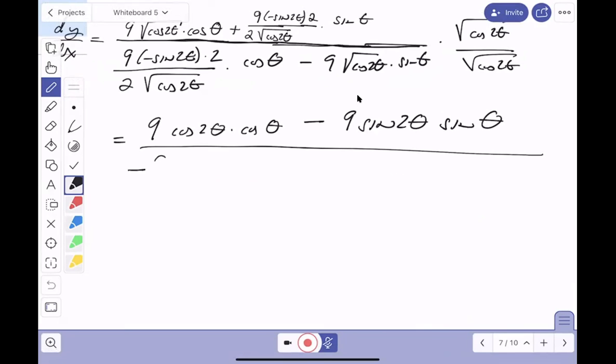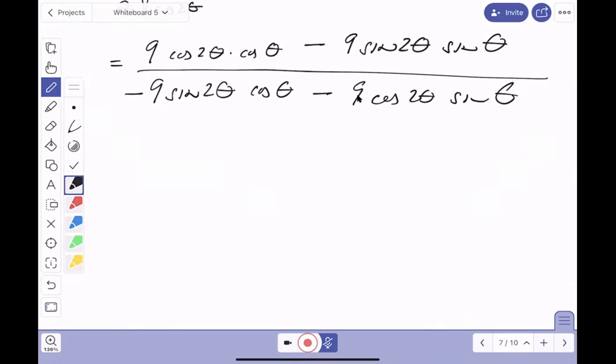So what do you get over here? Minus 9 sine 2 theta cosine theta. Let me make sure I did that. Yeah, all right. Okay. Minus 9 cosine 2 theta sine theta. All right, I'm going to do something crazy. I'm going to divide through by 9. I'm going to divide through by minus 9. And what do you get?